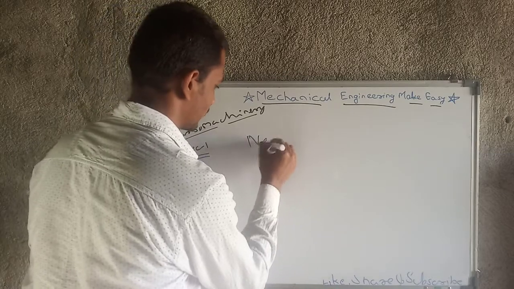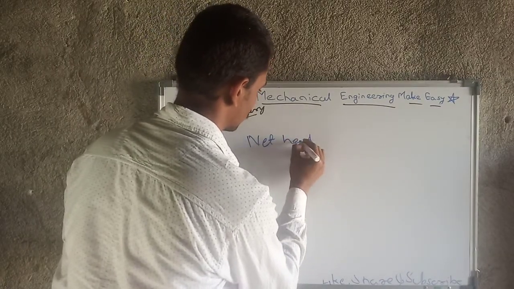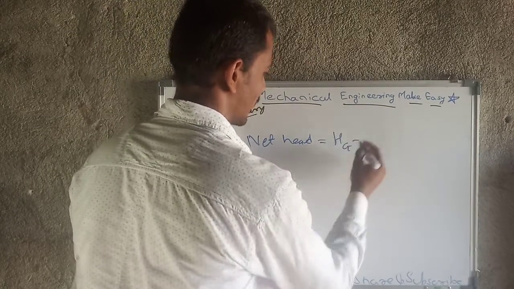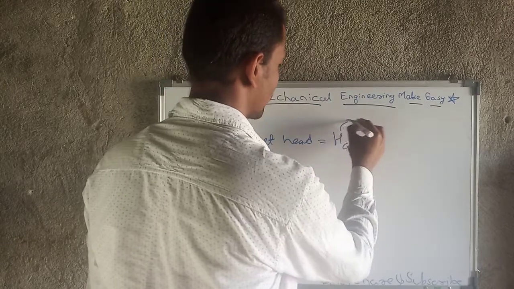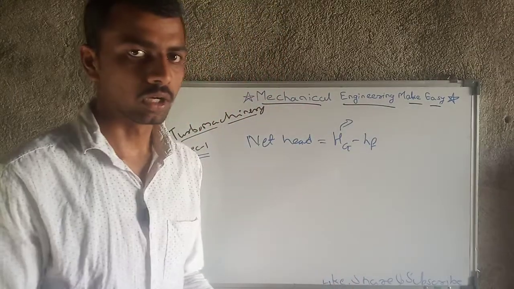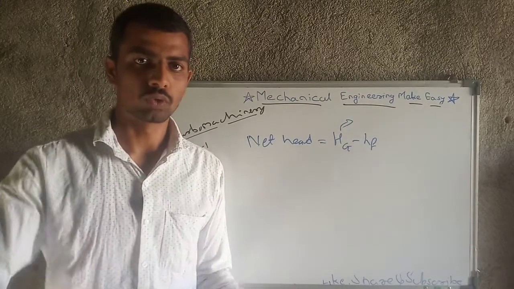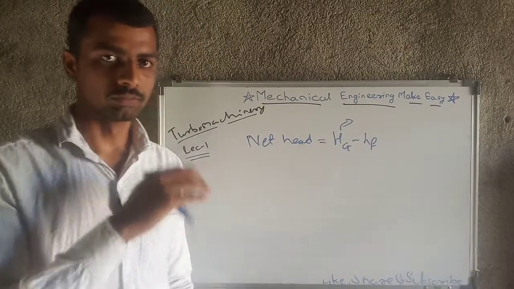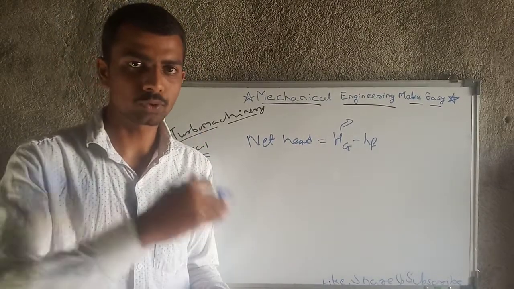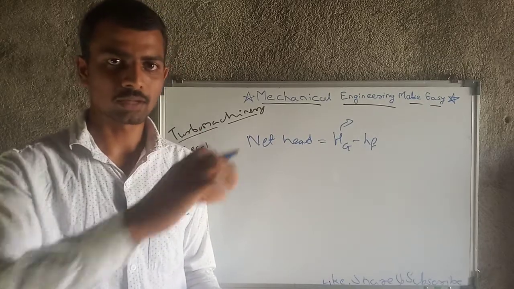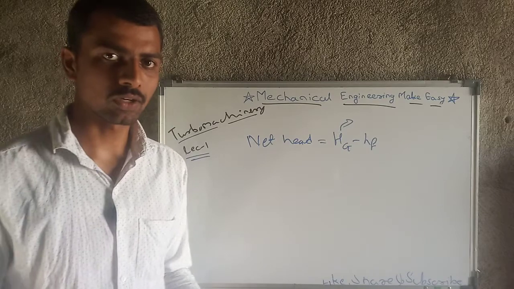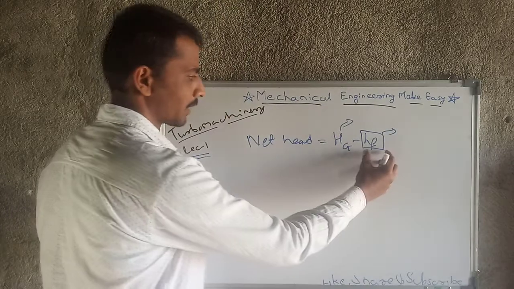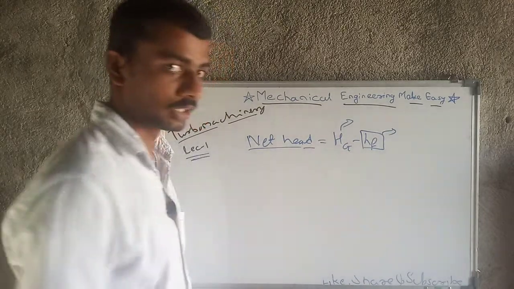So the first point is net head. What is net head? Net head means gross head minus head loss. Gross head means the amount of head we have. You can take the example of any dam. The amount of head we have at the dam is the gross head. And the losses arise because we have to take water from the dam to the turbine, and before that there are a number of pipelines, so losses take place. Gross head minus loss of head will give us net head.